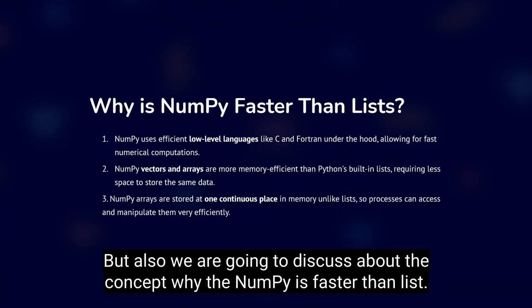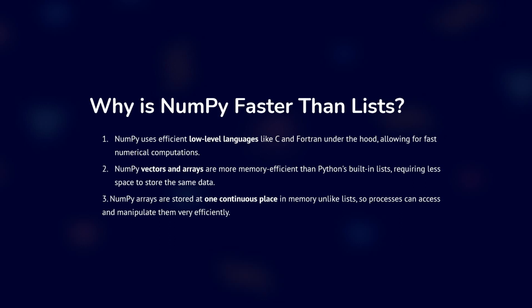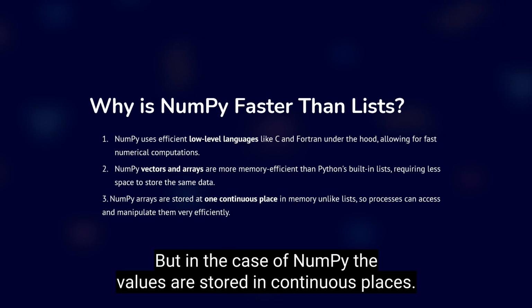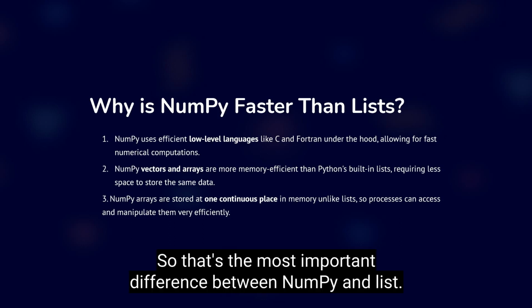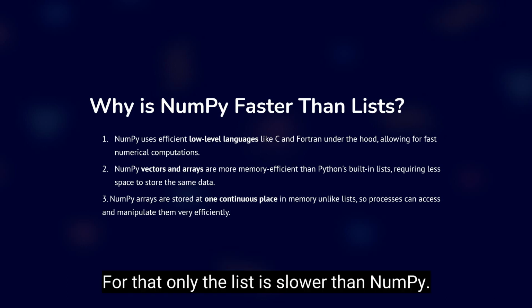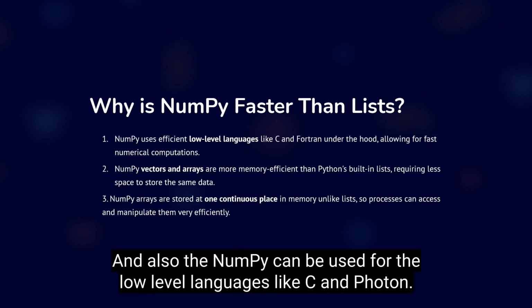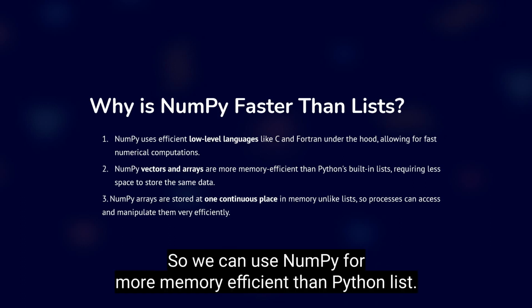And also we are going to discuss the concept of why Numpy is faster than a list. In a list, the values are stored in discontinuous places. But in the case of Numpy, the values are stored in continuous places. So that's the most important difference between Numpy and list. For the discontinuous places, the indexing is very slow. For that reason only, the list is slower than Numpy. And also Numpy can be used with low level languages like C and Fortran. So we can use Numpy as it is more memory efficient than a Python list.